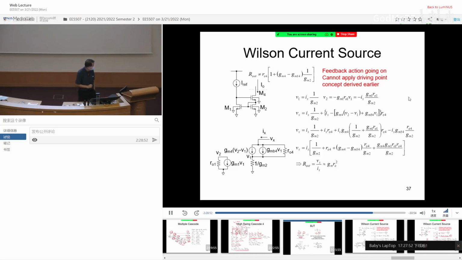Wilson current source. So here, just now what we showed is the cascode current source.